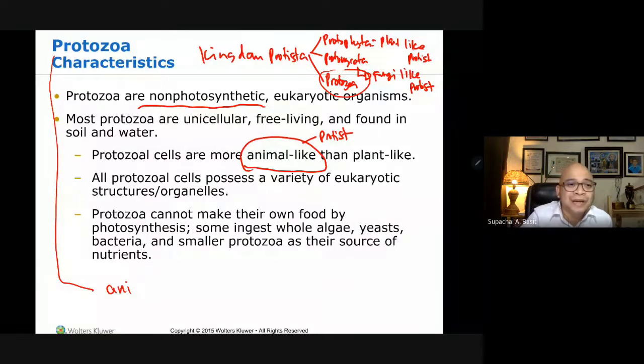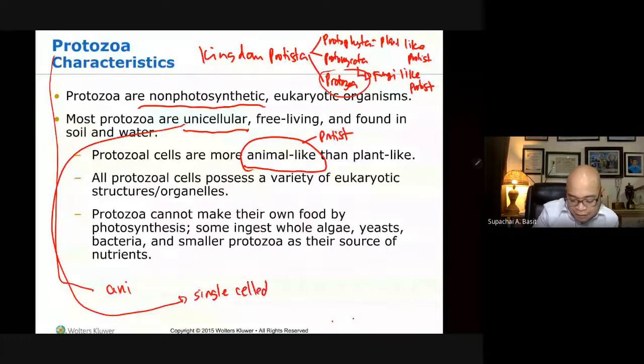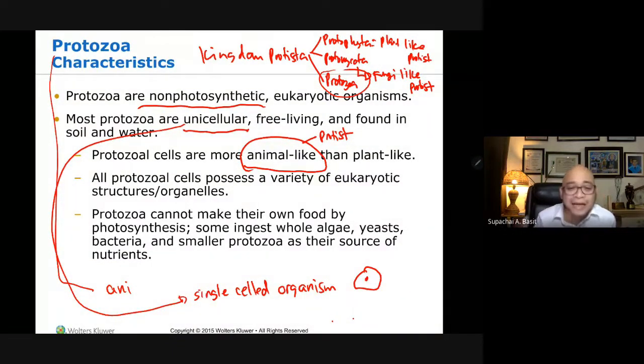Majority of the protozoans are considered to be unicellular. When you say unicellular, it means that these are single-celled organisms, so each cell is considered to be one organism. They are found free living in soil and water. All protozoal cells possess a variety of eukaryotic structures and organelles.